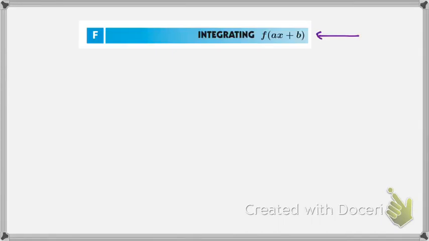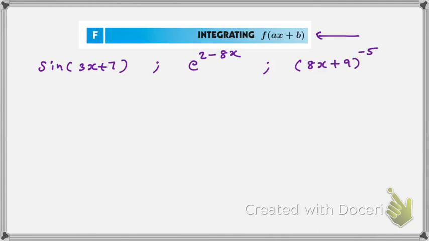Today we are going to look at integrating functions of the form f of ax plus b. That is, a function of a linear function ax plus b. For example, if I have sine of 3x plus 7, it's a trigonometric function of ax plus b, a linear expression. Another one, e raised to 2 minus 8x. The basic function is e raised to x, but instead of x, I have 2 minus 8x. Yet another example, 8x plus 9 to the power of minus 5.